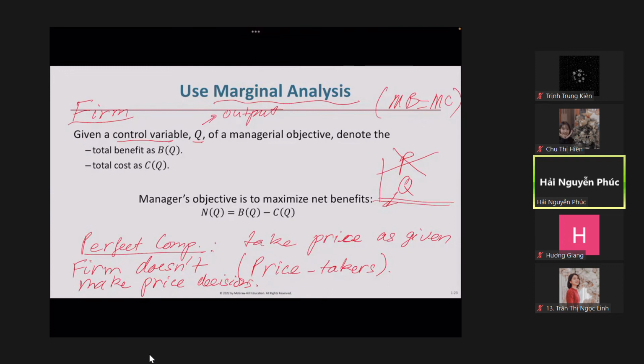Then we have the following. Suppose we have the total benefit for the firms, B(Q). In many instances, the benefit of the firms can be measured as the revenue. You can imagine it as the revenue of the firms. B(Q) means that the benefit is affected by the quantity of output. And here is the total cost function, C(Q), right?